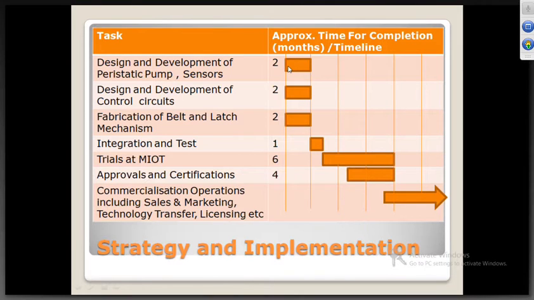So design and development took about 2 months, especially for the peristaltic pump and sensors, and design and development of control circuits took 2 months, which went on parallelly with different groups of students. And fabrication of the belt and latch mechanism is still going on. It's not that we have come to an end stage, it's an ongoing process. And we are trying to do integration and testing with our guide, Dr. Rajan Ravichandran at Mayat Hospitals, Chennai.